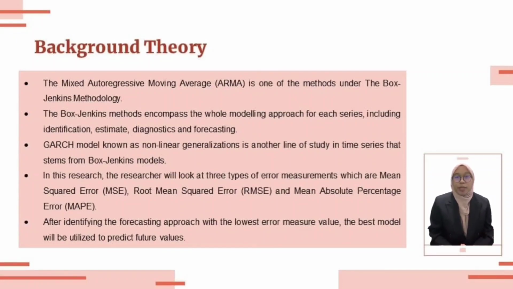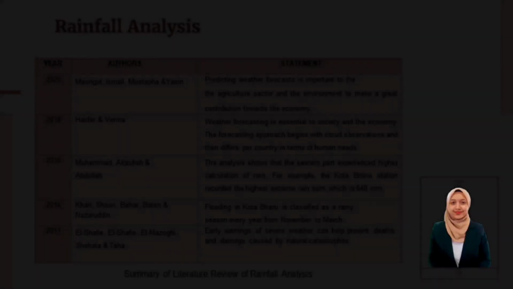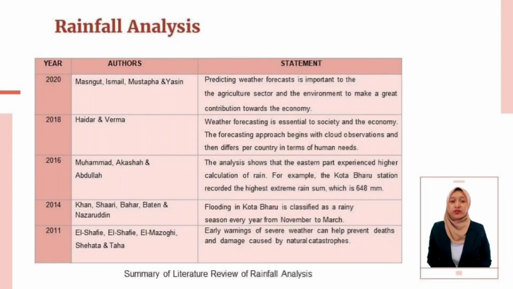And the GARCH model, known as a non-linear generalization, is another line of study in time series that stems from the Box-Jenkins model. In this research, the researcher will look at 3 types of error measurement, which are MSE, RMSE, and MAPE. After identifying the forecasting approach with the lowest error measure value, the best model will be utilized to predict future value. Next, let's continue with the literature review on summary of this rainfall analysis.